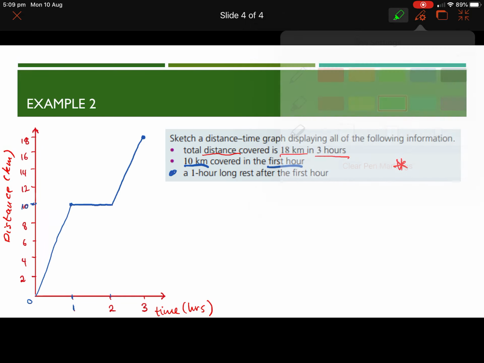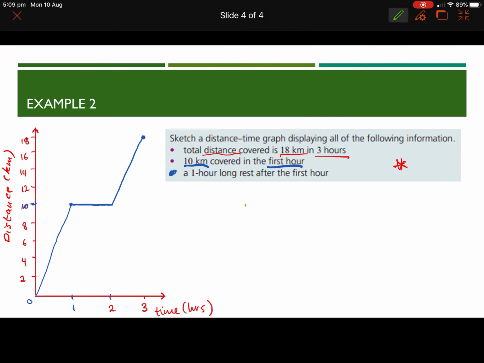So let's put some important notes. Label your axes. That's probably one of the most important ones. Time is horizontal and distance is vertical, the vertical line.